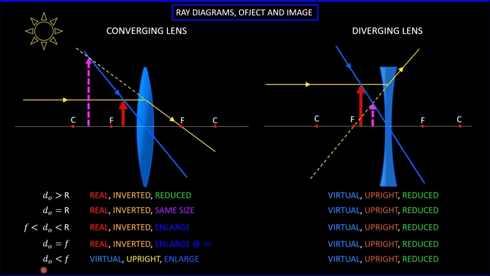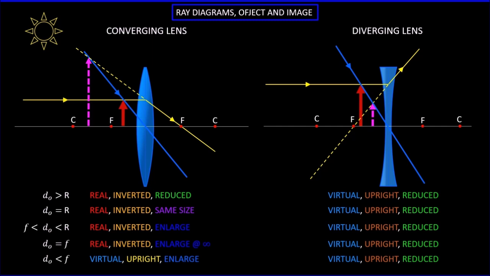So if we place the object in the front of the lens with the distance from the object to the lens less than the focal length: for a converging lens, we receive a virtual, upright, and enlarged image. For a divergent lens, we receive a virtual, upright, reduced image. For a divergent lens, it's easy to remember: we always receive a virtual, upright, and reduced image. And how small is the image? We need to use the formula M equals minus DI divided by DO.